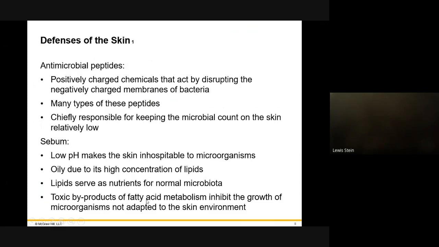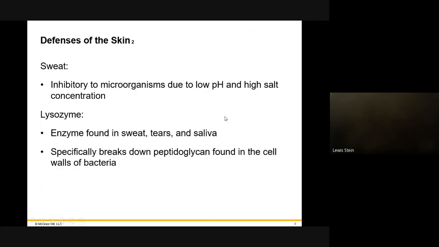So all of that, and fatty acid metabolism, inhibit the growth of microorganisms not adapted. What happens is, remember what membranes are. They're fatty acids. When you break them down, you have a certain amount of fatty acids that are released. That creates a certain degree of acidity. So it can be in some ways a nutrient, in other areas, and moisture is a big player in all this.